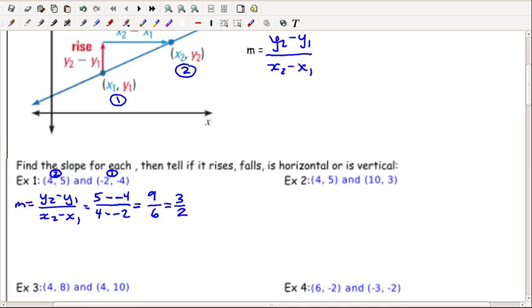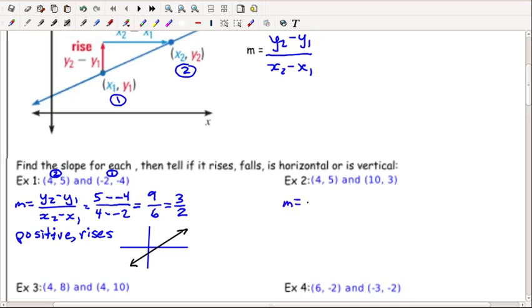All right, so now we need to tell if it rises, falls, or is horizontal or vertical. So here's the way you remember that. If the slope is positive, which in this case it is, it's going to rise. My line rises. So just a quick sketch of this line. Here's my x and y axes. Rises means from left to right, it's going to go up. Rising, positive slope, rising.